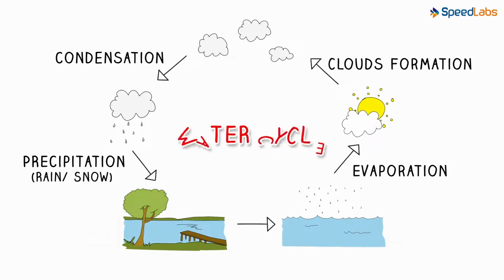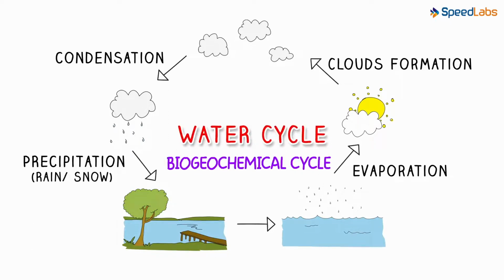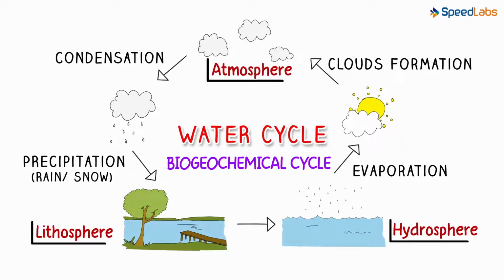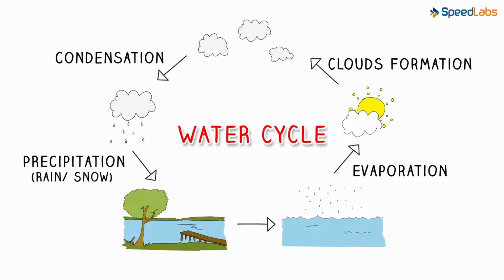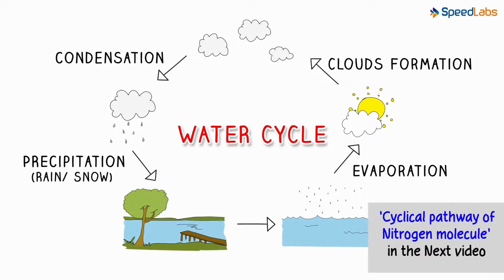Thus, this water cycle is also a biogeochemical cycle where the water molecules move through all spheres of the earth. This cycle takes place daily around us, and it's a never-ending one. Thanks to this cycle, without it, we would never have rain or fresh water. In our next video, let us look at how the nitrogen molecules have a cyclical pathway on the earth.